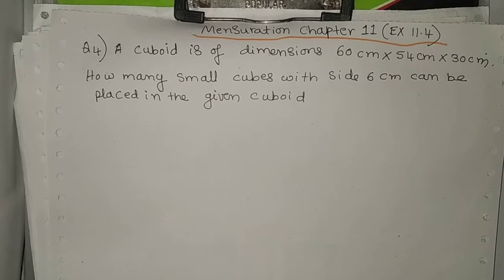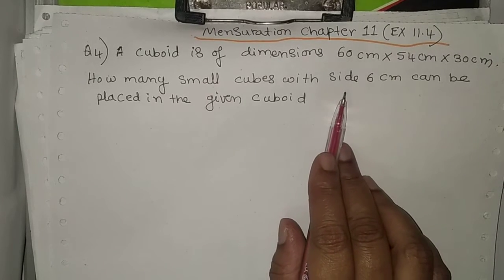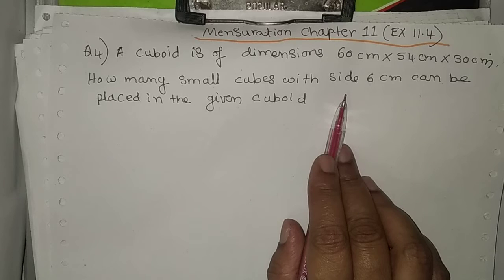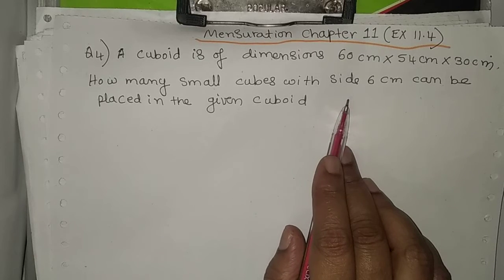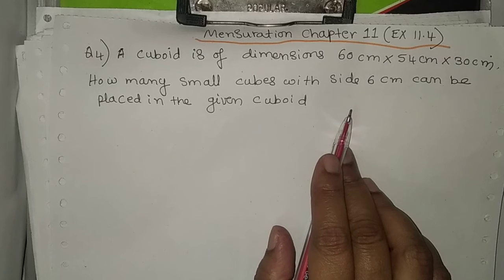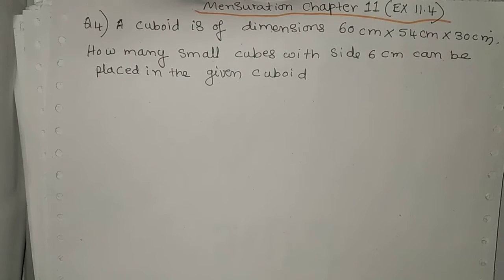The problem given is: a cuboid is of dimensions 60 centimeters by 54 centimeters by 30 centimeters. How many small boxes with side 6 centimeters can be placed in the given cuboid? I'll continue with the fourth one, then I'll solve the third one.